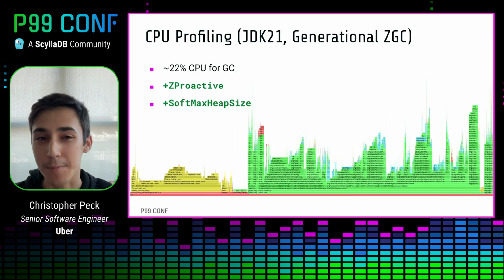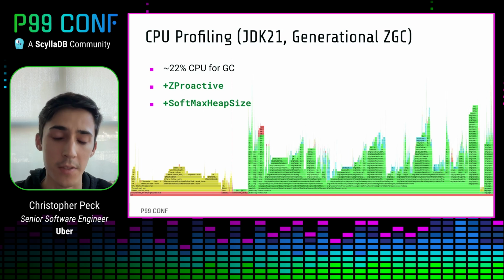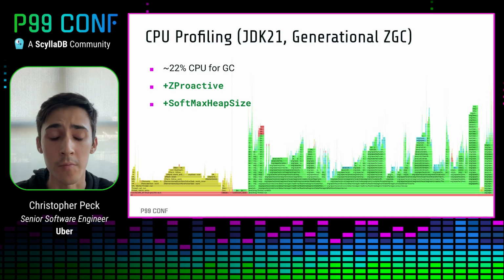Since the pause times still weren't acceptable, looking at generational ZGC, we actually saw an improvement in the CPU time spent here as well. So it's about 12% savings compared to G1. For us, we also had ZProactive enabled, which increases CPU usage a little bit. And we use SoftMaxHeapSize to give us a little bit more back for memory uncommit, which helps out with some of Pinot's other processes. We're not using large pages or huge pages or NUMA or anything, so there's a little bit left on the table here, but it's still a net improvement.